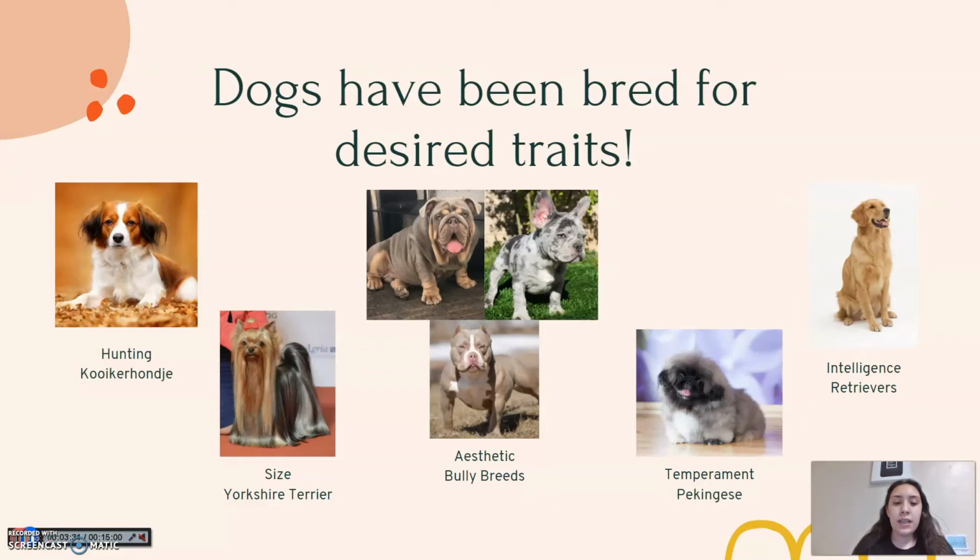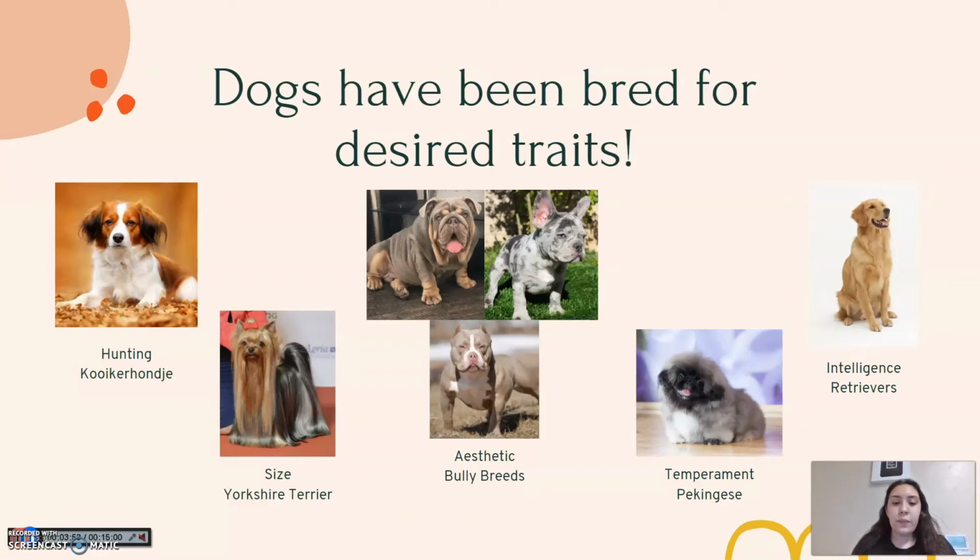Additionally, dogs have been bred for their temperament, such as the Pekingese breed. They are known to have very low temperament. They're very relaxed and make great family dogs, which may be due to part of their ancestry that leads back to when they were pets of Chinese emperors.